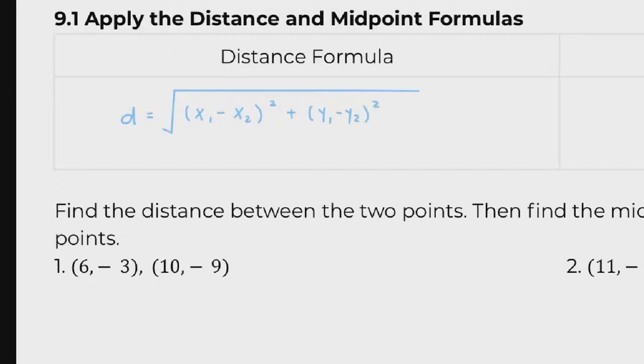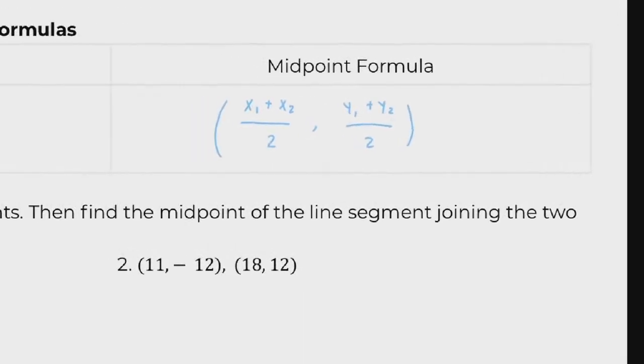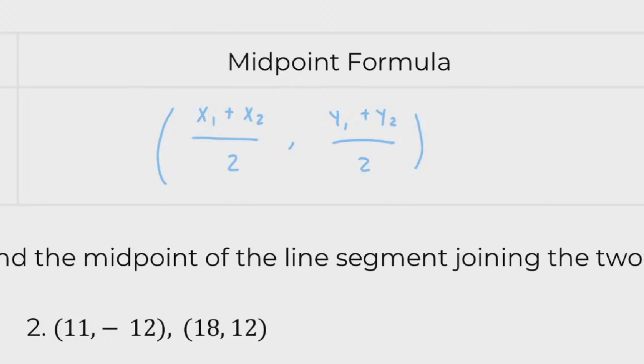Hello, today I'll be going over 9.1, which is apply the distance and midpoint formulas. So here's the distance formula. Distance is the square root of x1 minus x2 squared plus y1 minus y2 squared. And the midpoint formula is when you would add the two x coordinates and divide it by 2, and you add the two y coordinates and divide that by 2.